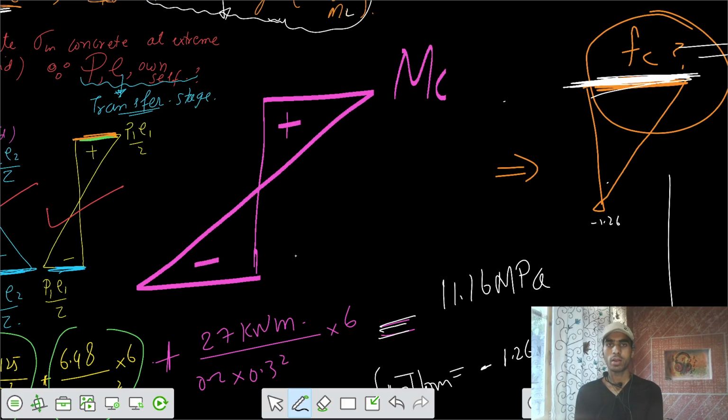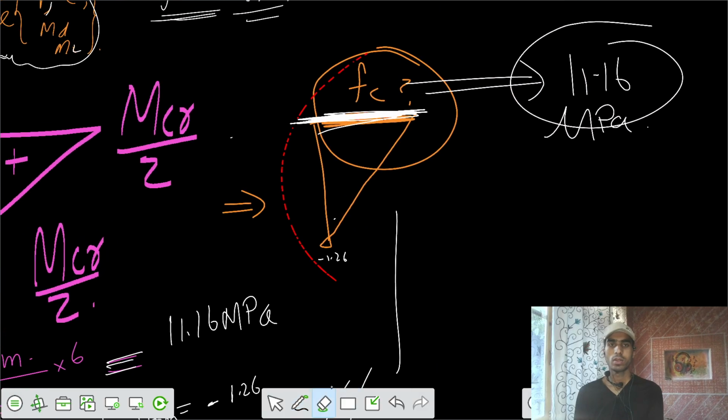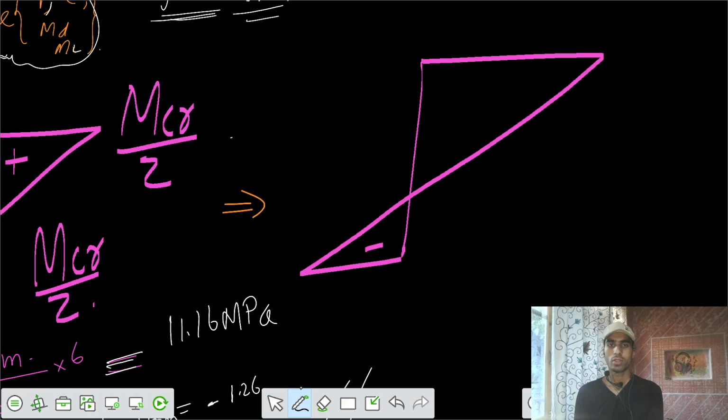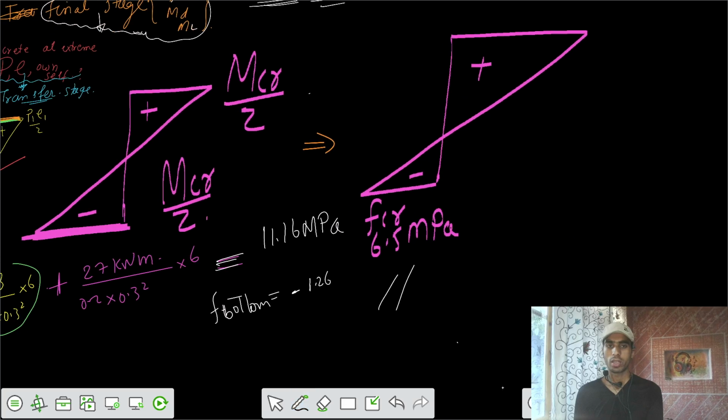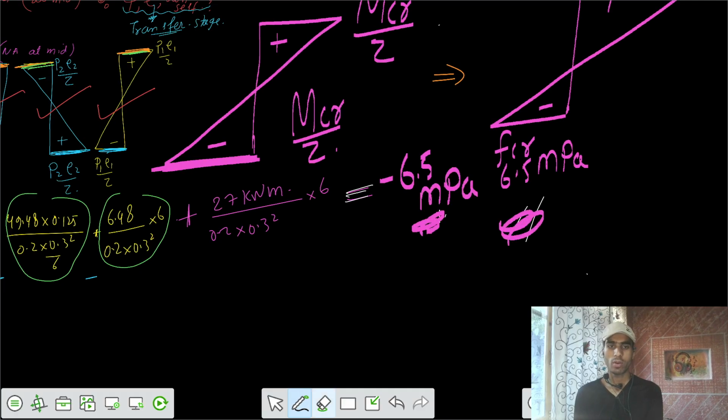I would say there's some moment, top compressive, bottom tensile, that is equal to MCR by Z. So the final stress diagram is such that the stress at the bottom is equal to tensile FCR. That value was given to you as 6.5 megapascal. So I had to equate that equation with that value of minus 6.5, that is minus 6.5 megapascals at the bottom fiber. So I need to calculate for that particular value of MCR.